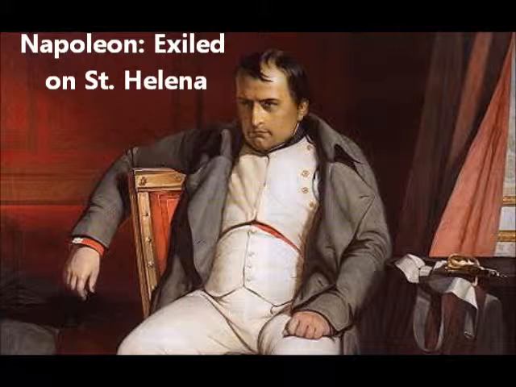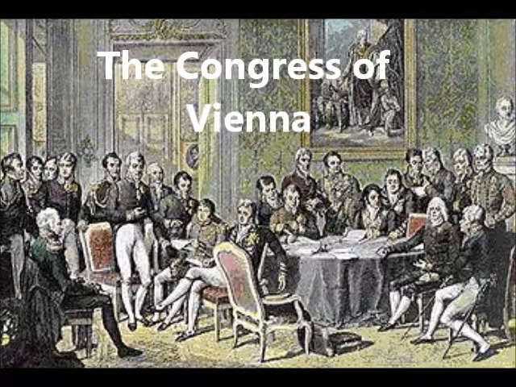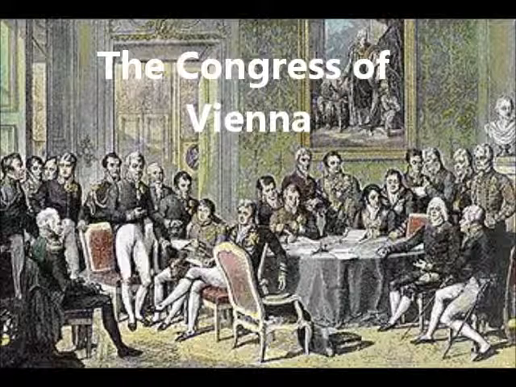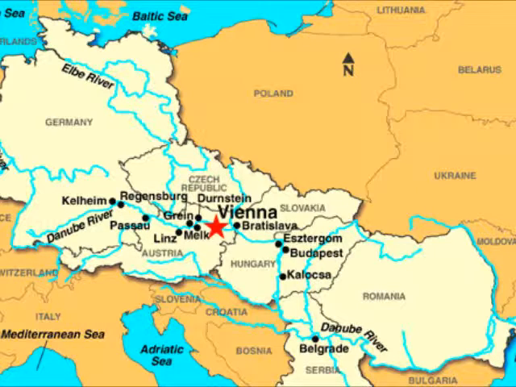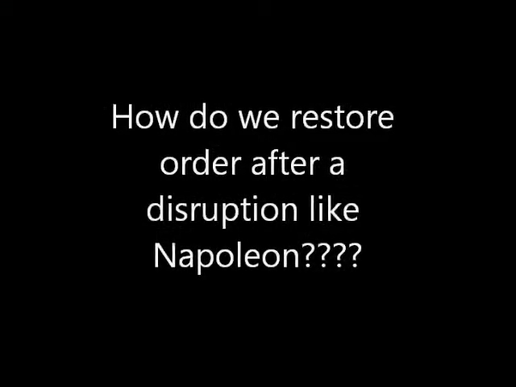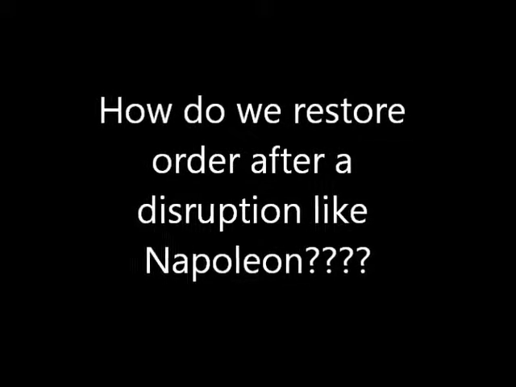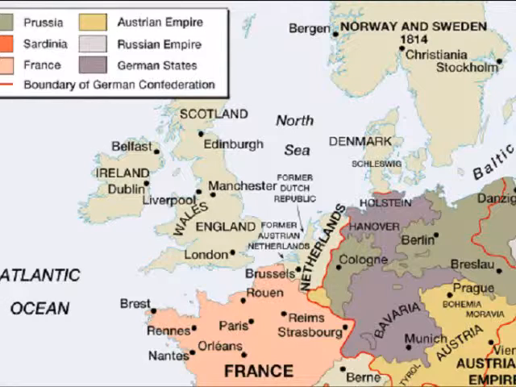Order and stability were restored in Europe following Napoleon's defeat. This order and stability occurred mostly due to an important meeting called the Congress of Vienna in 1815. Vienna is a city in Austria. Representatives from countries across Europe met to discuss what to do post-Napoleon. How do we restore order, they wondered. Basically, the Congress of Vienna put old monarchies back into power. Yes, that's right. Kings and queens held power again in places like France, Austria, Russia, and Prussia.